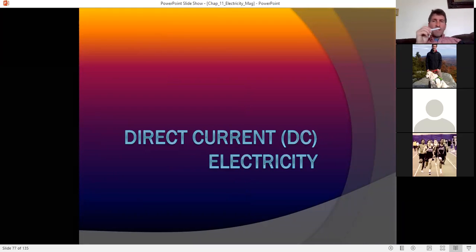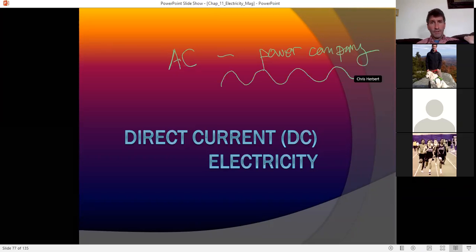Now, AC and DC, what am I talking about here? AC, again, stands for alternating current. This is a typical current that you get from the power company. This is the typical electricity that's coming into your home from the outside. Again, if we look at it, it oscillates back and forth between a positive and negative voltage.